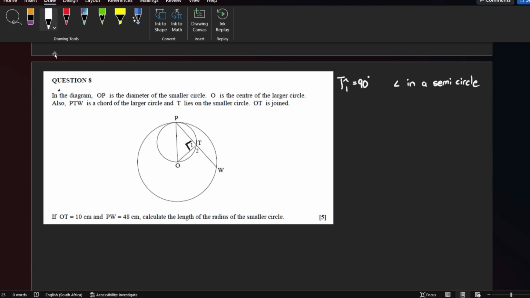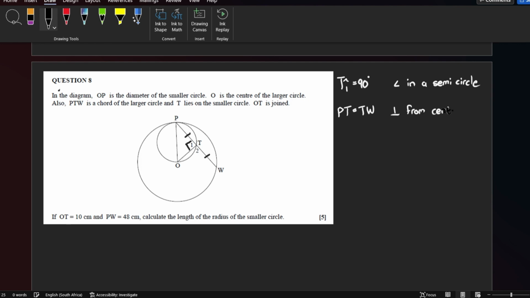And this already sets us up and indicates the next reason that we should be proving, because as a result of this 90-degree angle, one more theorem falls into place, and that is theorem 1. And because of theorem 1, we can conclude that PT is equal to TW. And our reason there will be center to midpoint of chord.